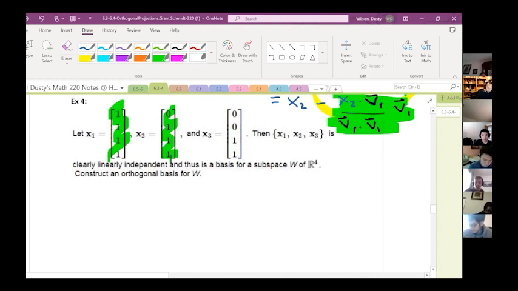So we've got that these are not orthogonal. We want to construct an orthogonal basis. So let's think about how we're going to do it. We start with our V1, and our V1 is going to be equal to that X1. Right, that's that first vector that we put down.